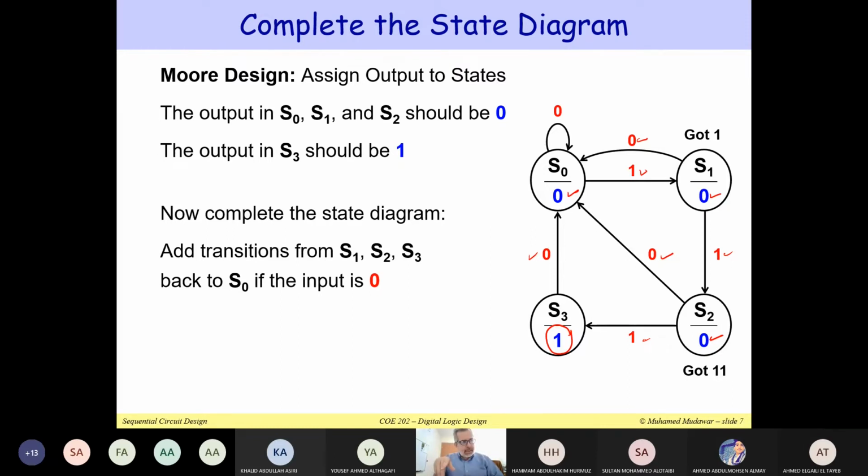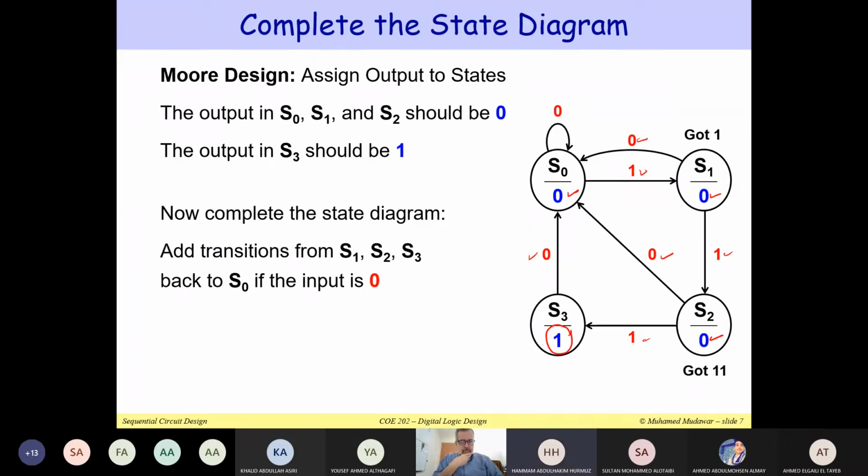Is there a missing transition? These are my missing transitions. Is there something missing in the state diagram? Are we complete, or is there something still missing? Do we have all the possible transitions? The last one. Sorry, can you say it again?